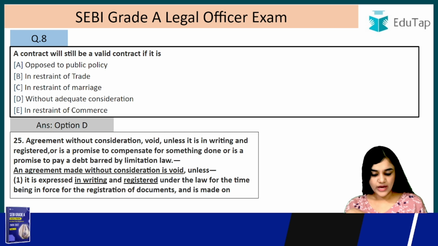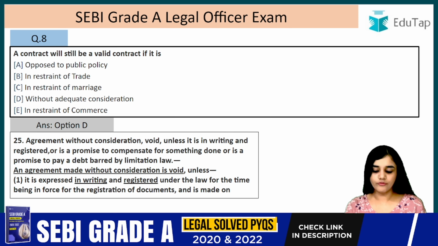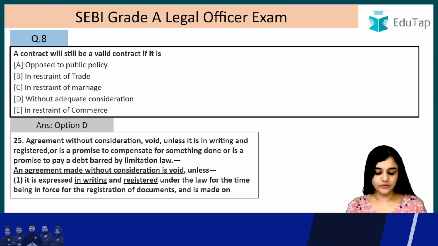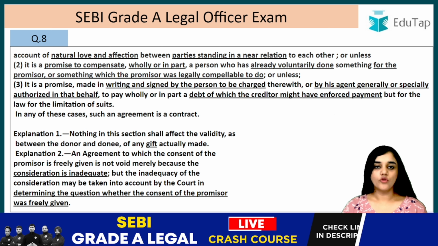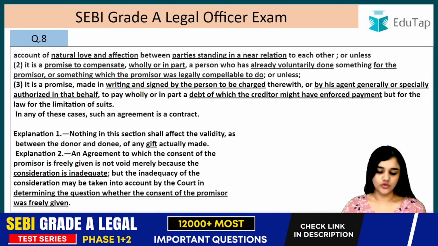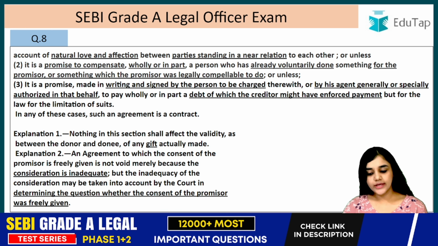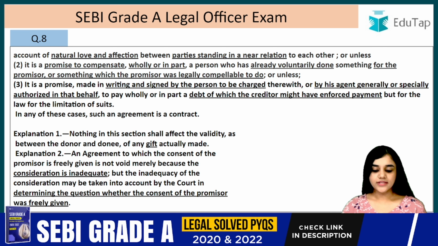So the first one, as I've read, let's read it again. Now you will understand it better. It is expressed in writing. First of all, it is in writing and registered under the law for the time being in force for the registration of documents, and is made on account of natural love and affection between parties standing in a near relation to each other. So if all these 4 conditions are met, it is a valid contract even though it is without a consideration. Second one is, it is a promise to compensate wholly or in part a person who has already voluntarily done something for the promisor, or something which the promisor was legally compellable to do, right?